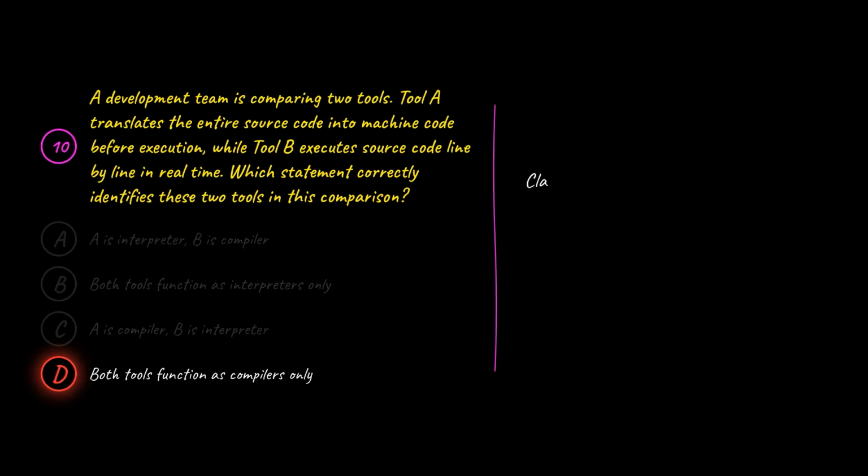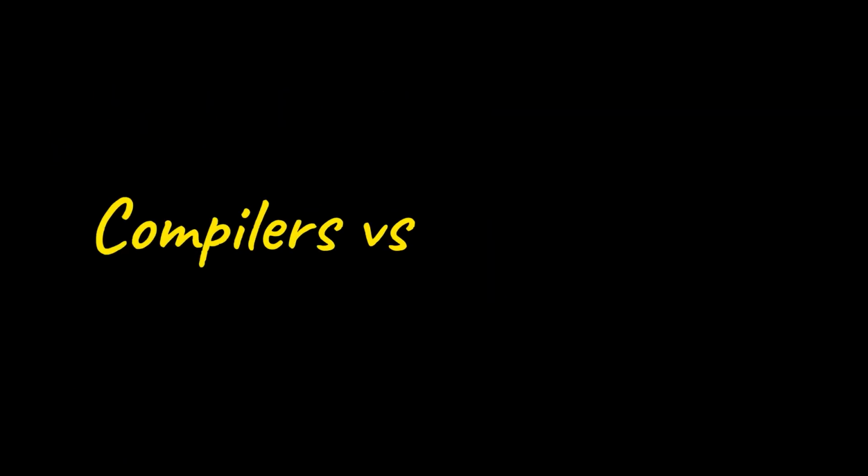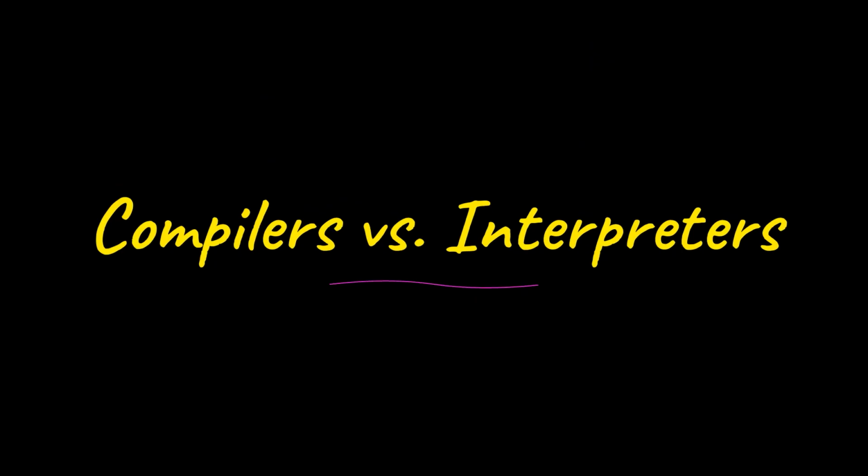D is wrong because classifying both as compilers misses that Tool B executes source code line by line in real time. Real-time statement translation during execution is the hallmark of an interpreter, not a compiler. Every program written in a high-level language must be translated into machine instructions before the hardware can run it. Two classic strategies handle that translation: compiling and interpreting.